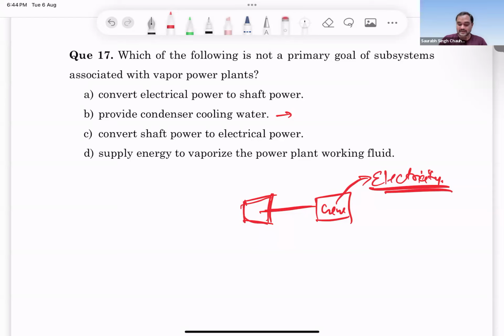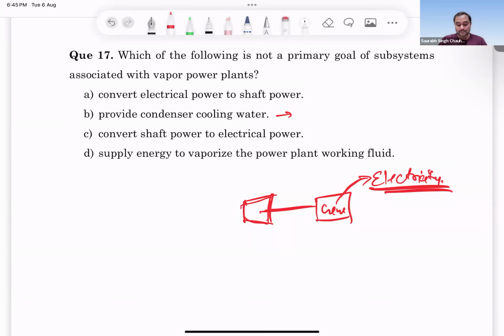Okay. The last part is supply energy to vaporize the power plant working fluid. If you are not providing energy and you are not vaporizing the working fluid, then how will you get steam? If you are not getting steam, then how will the turbine work? So this is also an essential part.